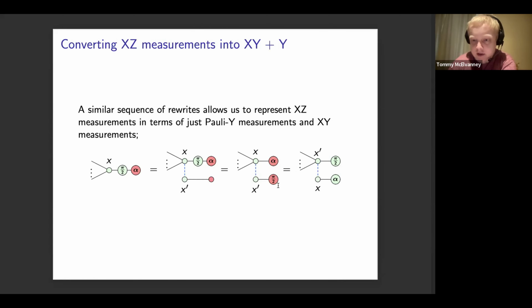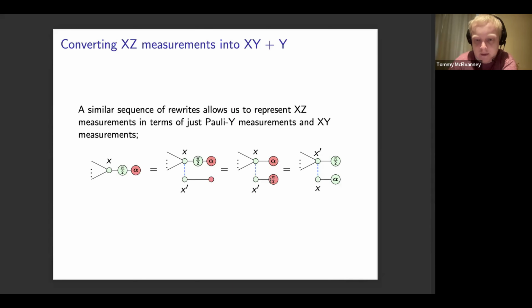So we can actually do this with XZ measurements as well. We can insert an X measured, a Z measured qubit. We can pivot. No, we can do a local complementation, sorry, on X to get rid of the pi over 2 phase. And then we finally, oh no, yeah, that's exactly what we've done. And we do a local complementation on X.